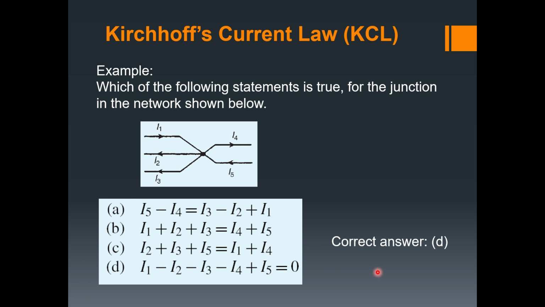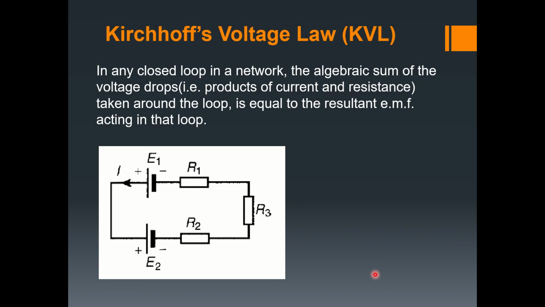Moving on to the second law. Now, this law has to do with a loop. Don't forget, the first law happens at a node or a junction. The Kirchhoff's voltage law, which is the second law, happens in a loop. This law states that in any closed loop in a network, the algebraic sum of voltages or voltage drops taken around the loop must be equal to the algebraic sum of the EMF acting in the loop.